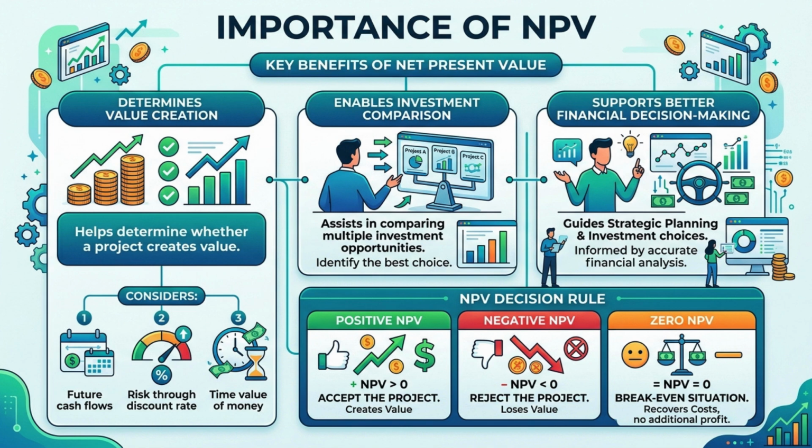The major advantage of NPV is that it considers future cash flows, risk through discounting, and the time value of money. Businesses use NPV to compare different investment opportunities and select the most profitable project. The basic decision rule is simple. If NPV is positive, accept the project. If NPV is negative, reject the project. If NPV is zero, the project breaks even.